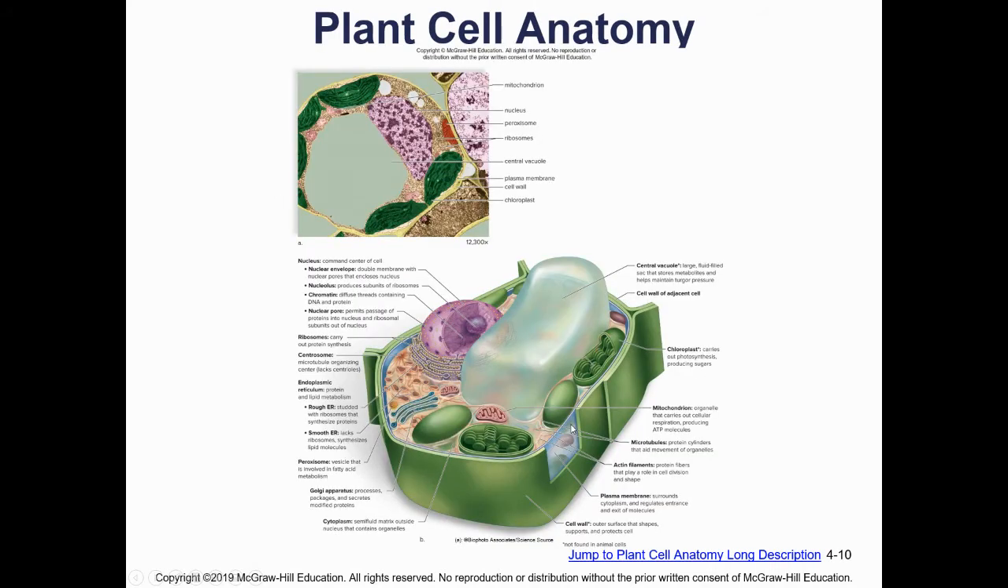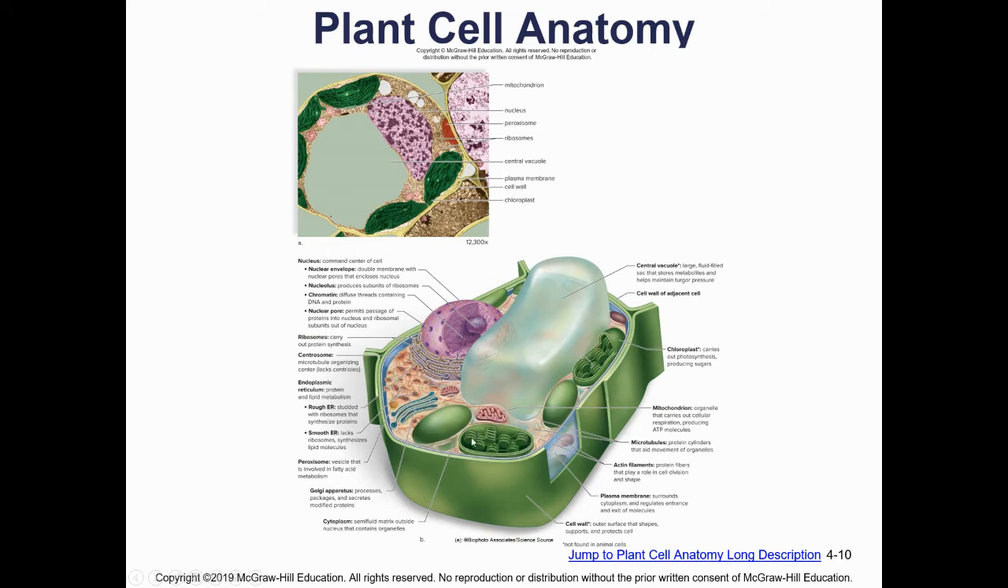Animals and plants both have mitochondria because mitochondria are the site of cell respiration. This is where I get the ATP, the energy my cell needs to function. All cells need energy to function, and they need energy in the form of ATP. It's the only energy form they can use. We'll talk more about that coming up.